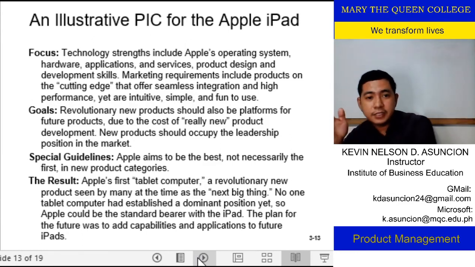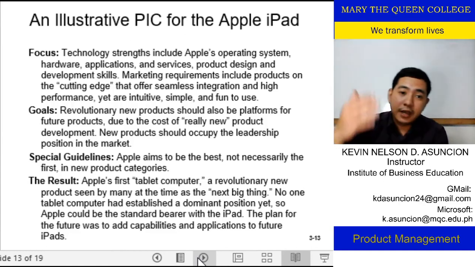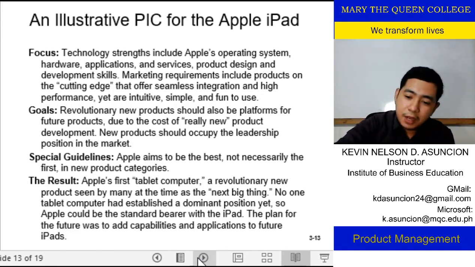They offer that seamless experience. So what are their guidelines? Apple aims to be the best, not necessarily the first, in a new product category. So to be the best, not being number one in those specific categories. So in terms of sales, they might not be number one, but they might be the best. So that's their guidelines. What will they follow? And the results, the Apple first tablet computer, a revolutionary new product seen by many. That's effective. So they have what we call the product innovation charter.